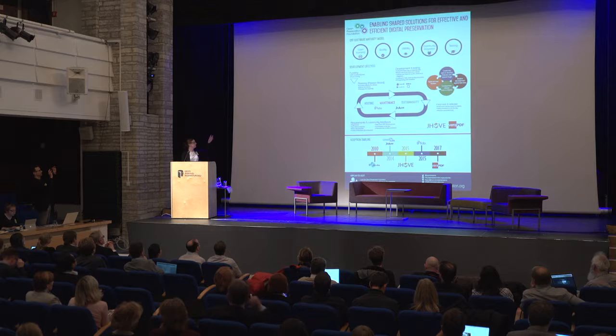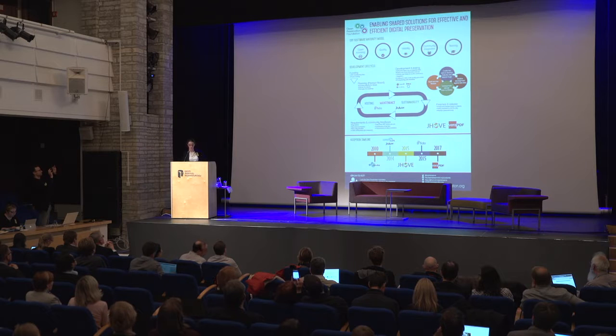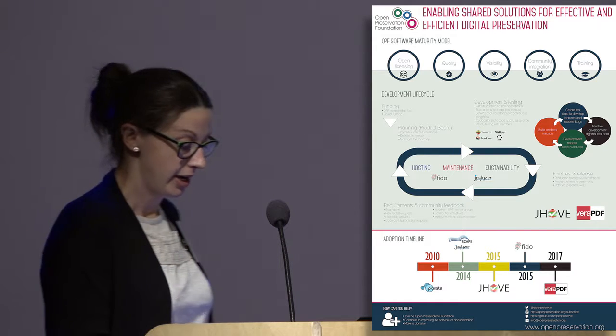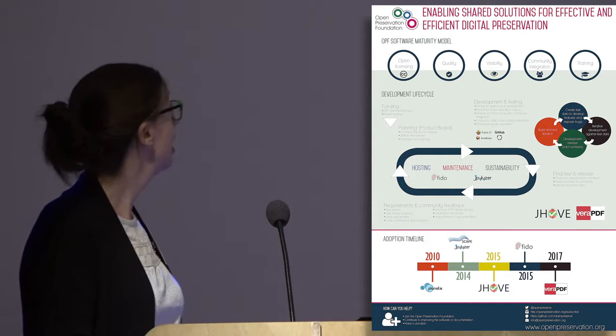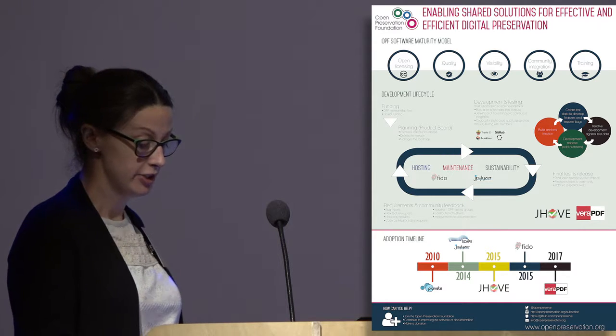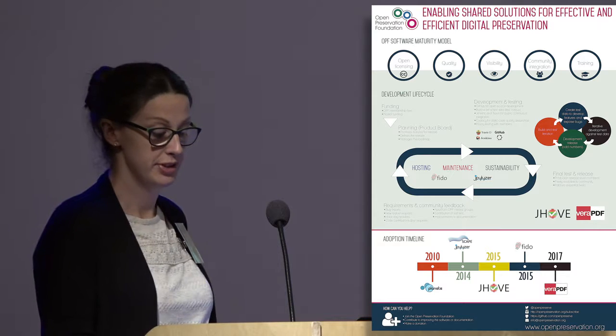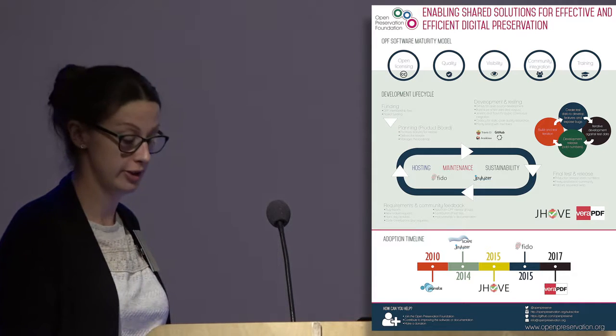Hi there, I'm from the Open Preservation Foundation. We are a not-for-profit membership organisation, and we provide stewardship for several open source digital preservation tools. So the first part of our poster shows the OPF software maturity model. It's based on 5 complementary components. The first is open licensing, to ensure adoption and reuse of the software. The second is quality, to ensure that the software conforms to standards-driven quality assurance.